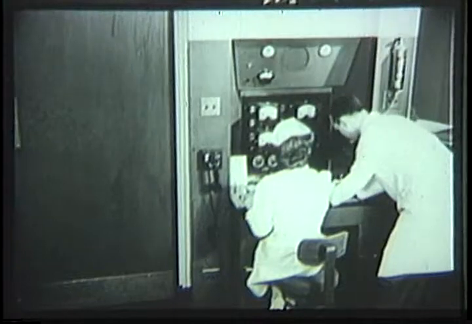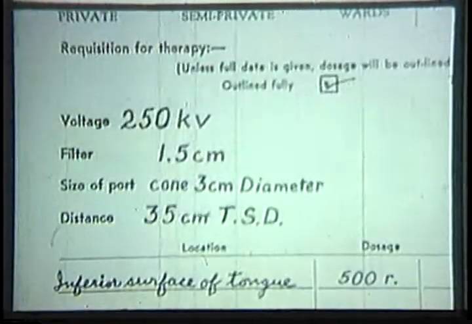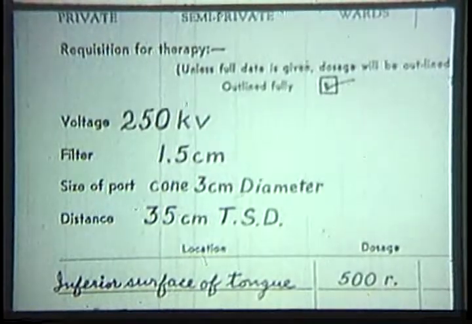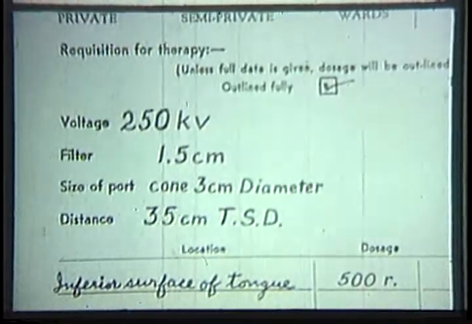The doctor now signs the patient's diagnostic card, on which the technician has entered all the factors about the prescribed dosage. By double-checking the exposure time and other dosage factors in this manner, the possibility of mistakes is reduced to a minimum.